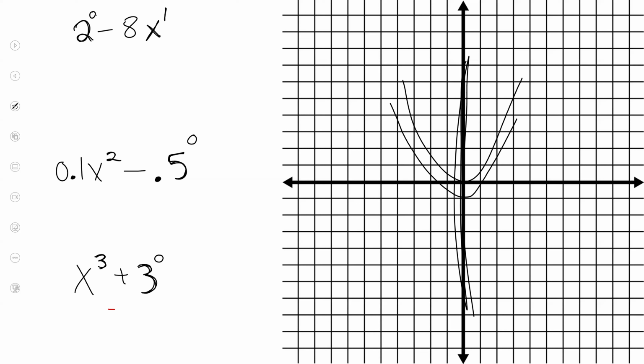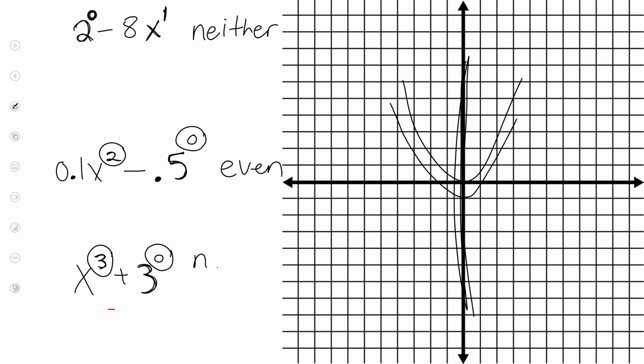This is even. We're going to count 0 as even. But this one's odd, so that's neither. This is even, but this exponent is even too, so it's even. This exponent is odd, but this exponent is even, so it's neither.